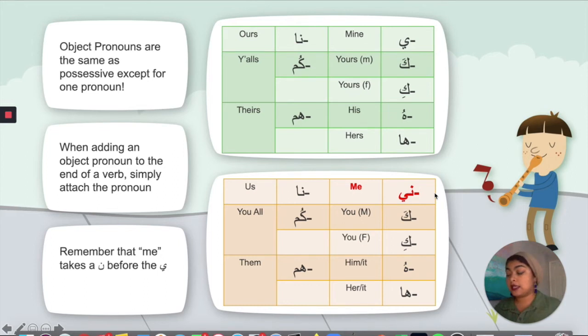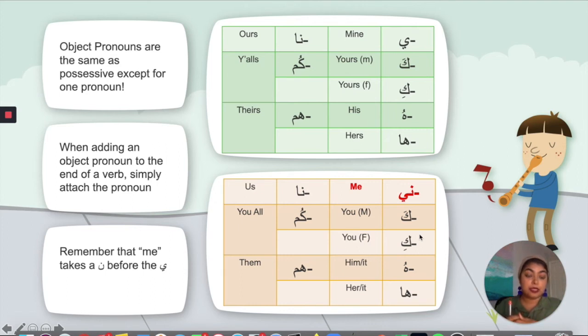So in this case, if the object is a pronoun, I know her. I love them. I'm reading it. That means that that pronoun has to be attached to the end of the verb. So when pronouns come in the middle of a sentence or when they come after a verb or a noun, we attach them to that verb or that noun.